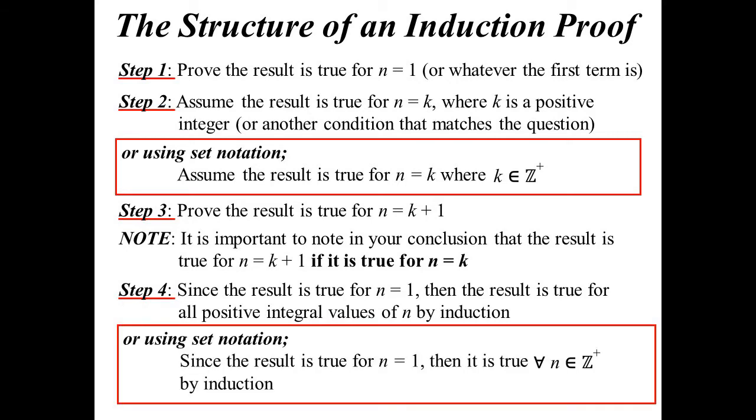In set notation, I could write something like that. That upside down A means for all. So since it's true for n equals 1, then it's true for all n that are positive integers. And then you say, by induction, what technique have I used to go and do my proof?